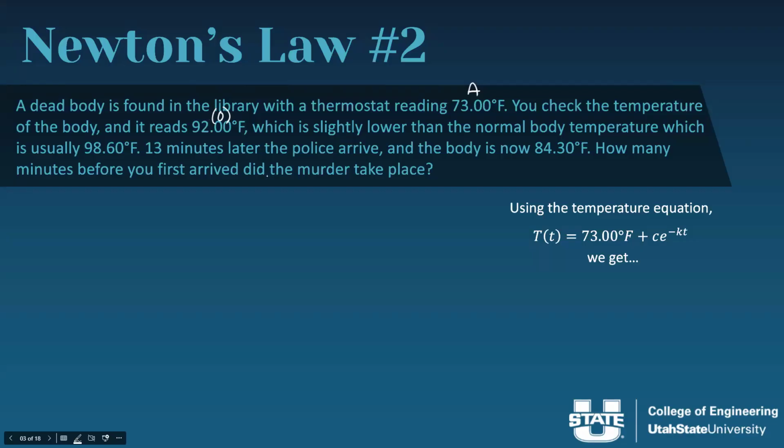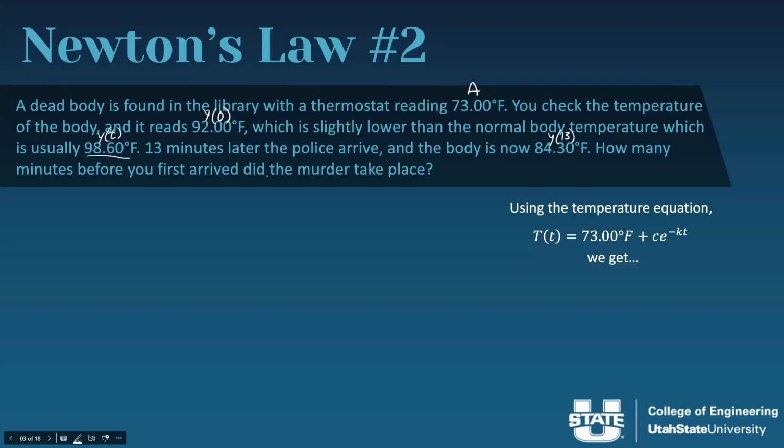Sorry, I kind of covered that up. But that's our y or t naught, right? And which is usually what we're going to be looking for. This is at some time before the body was killed. That's what the alive body was. And then 13 minutes later, after we started our timer, the body is now at 84.3. So that's y of t equals 13.